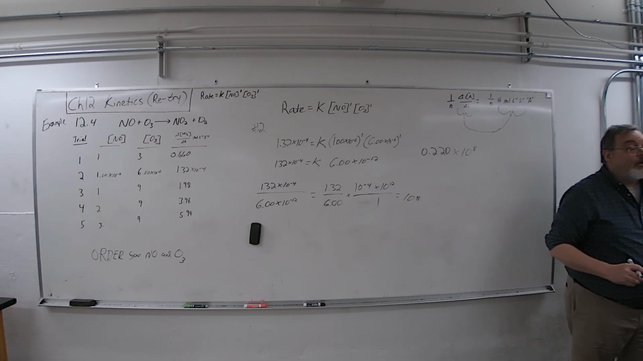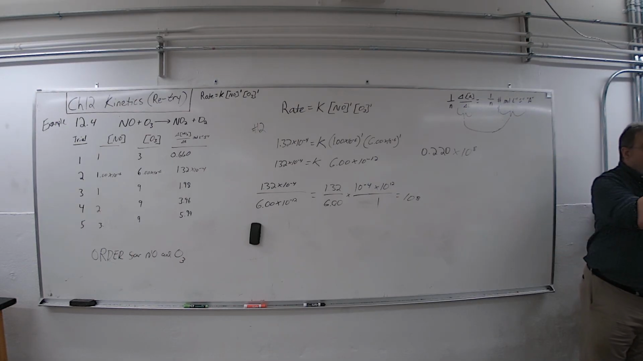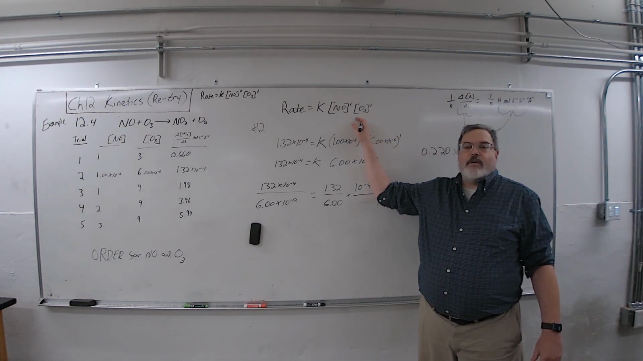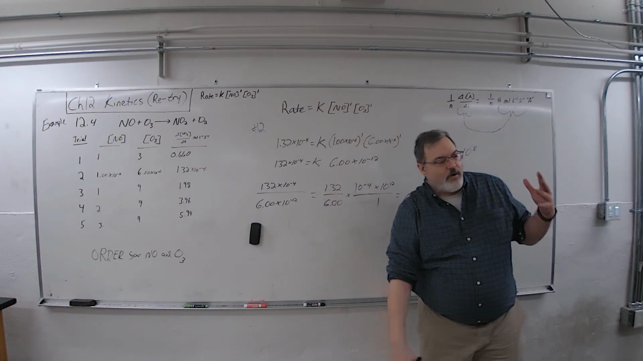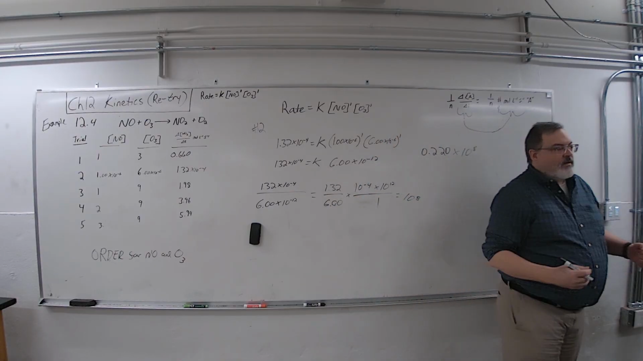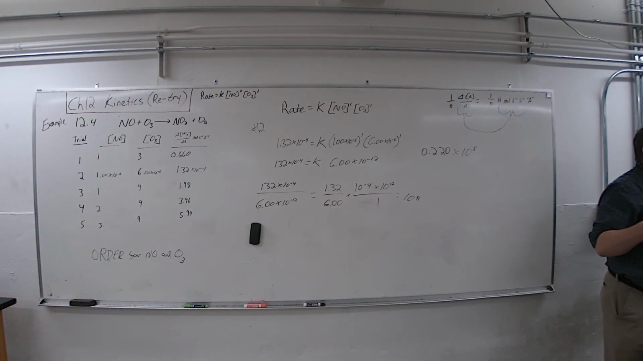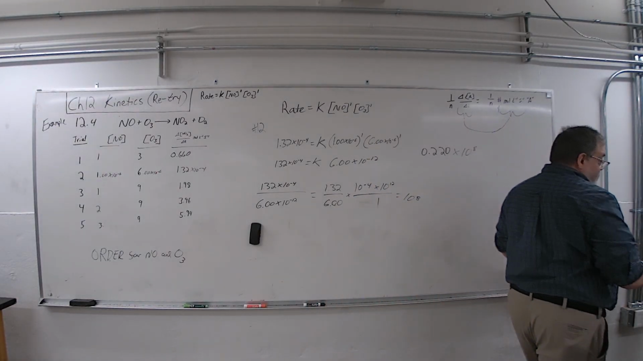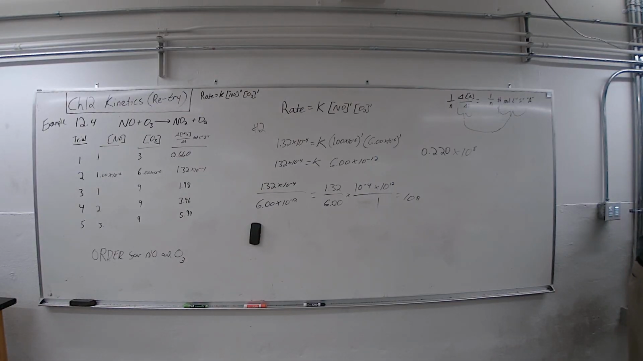What is the overall order? The order with respect to NO, that was 1. The order with respect to O3, that was 1. But what's the overall order? You just add the exponents. Yes, the overall order is 1 plus 1 is 2. I'm going to peek to make sure I get it right. There are units that go on K. I could go through the algebra. So this is second order overall.